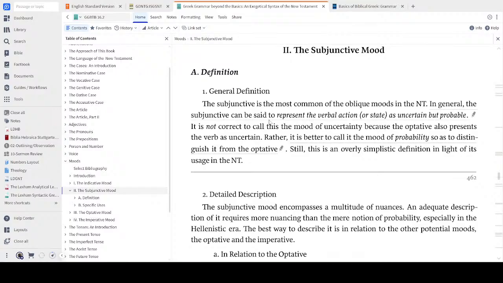It is not correct to call this the mood of uncertainty because the optative also presents verbs as uncertain. Rather, it's better to call it the mood of probability so as to distinguish it from the optative. Still, this is an overtly simplistic definition of its usage in the New Testament.